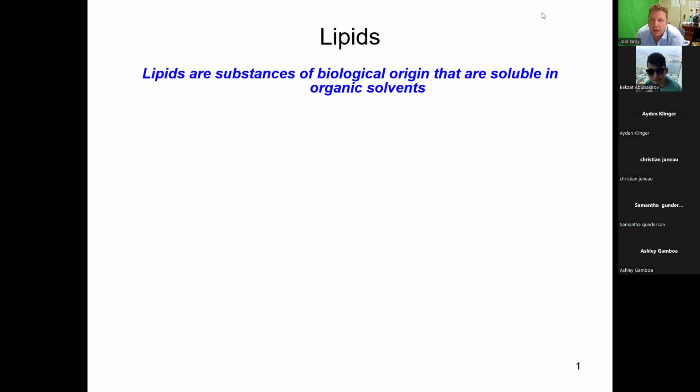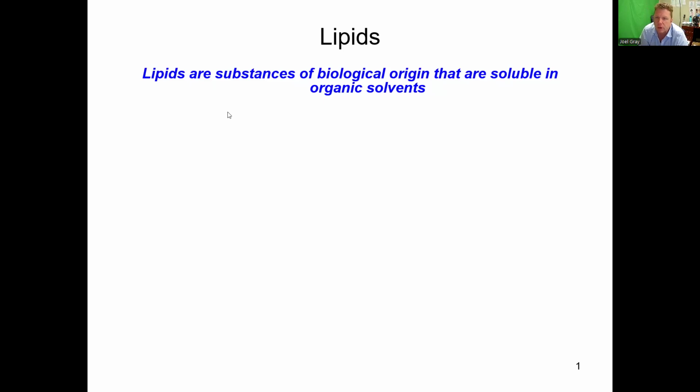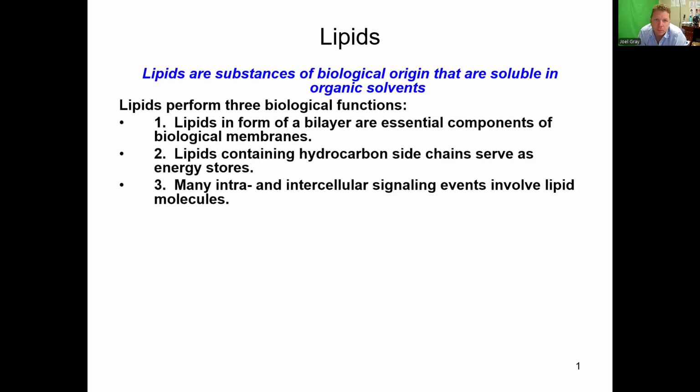Lipids. These are substances of biological origin that are soluble in organic solvents. This is an important thing to remember because most of what we talk about is in an aqueous environment as opposed to in an organic solvent or an organic environment. Now, lipids perform 3 major biological functions. They form a bilayer. Bilayers are essential components of biological membranes. They contain hydrocarbon side chains, and they serve as energy stores, and they are heavily involved in signaling. So our big items there are, they are components of membranes, they are energy stores, and they are involved in signaling.